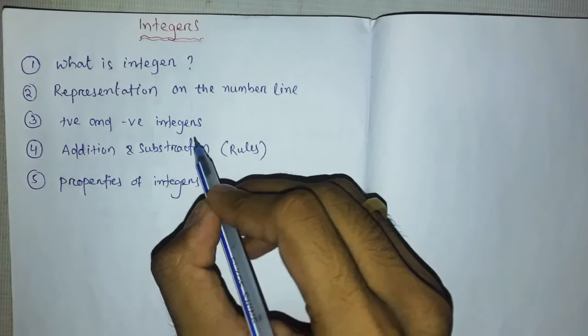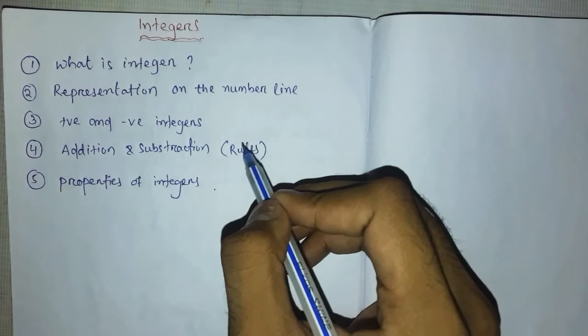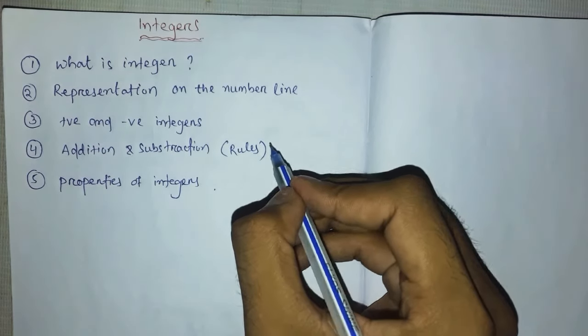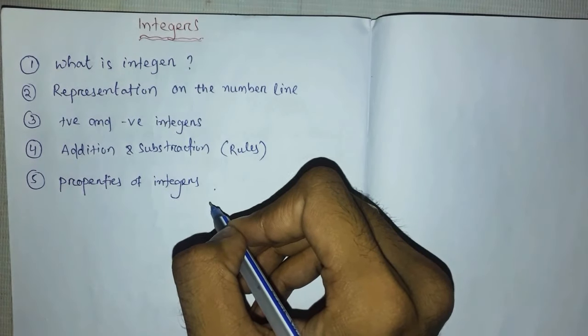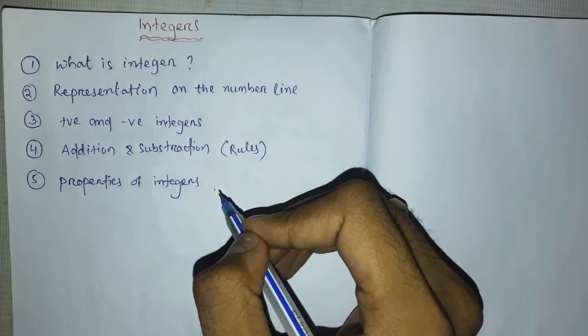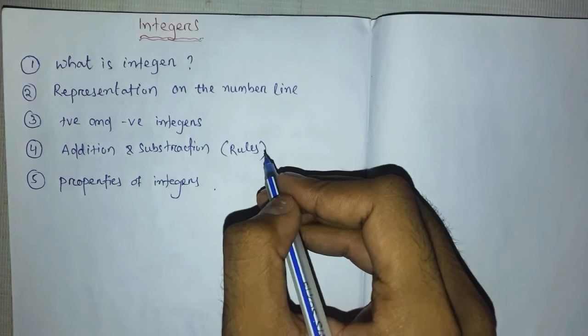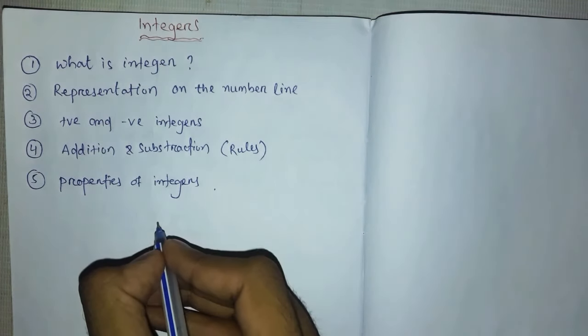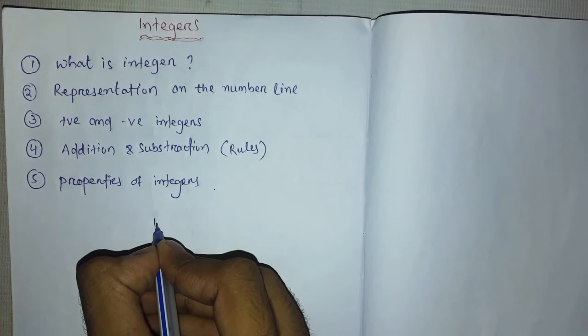Then after positive and negative integers and the addition and subtraction of the positive and negative integers based on some rules. Then we will learn properties of integers, and the properties of integers belong to both addition and multiplication. We will learn both, and from here now let's start the chapter integers.